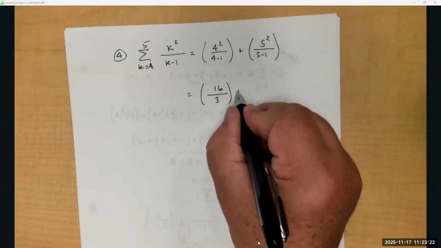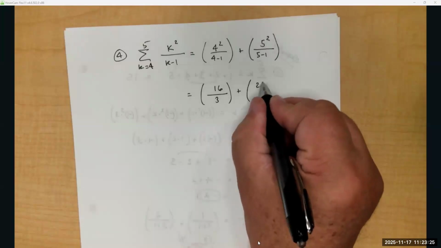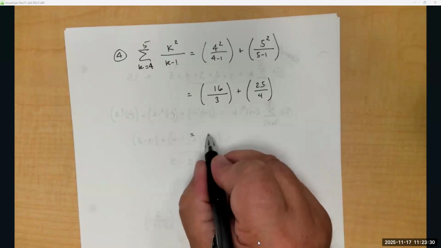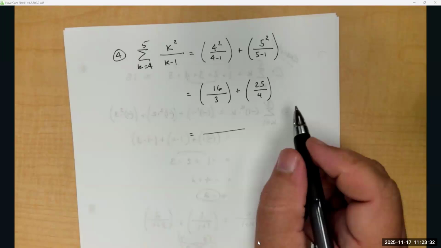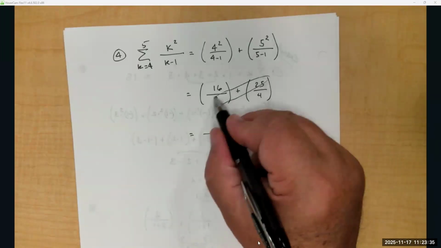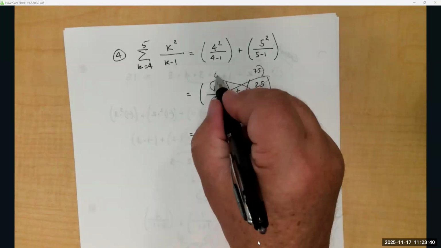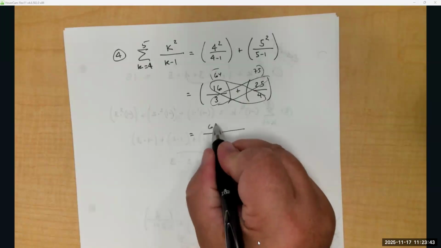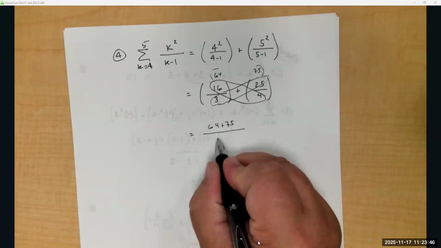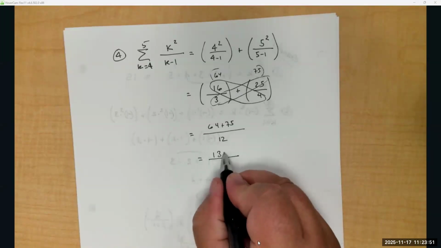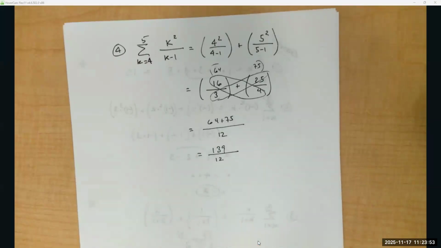16 over 3 plus 25 over 4. That's 75, 64. So 64 plus 75 over 12. So 139 over 12. Very straightforward. Not much to it. See the next example.